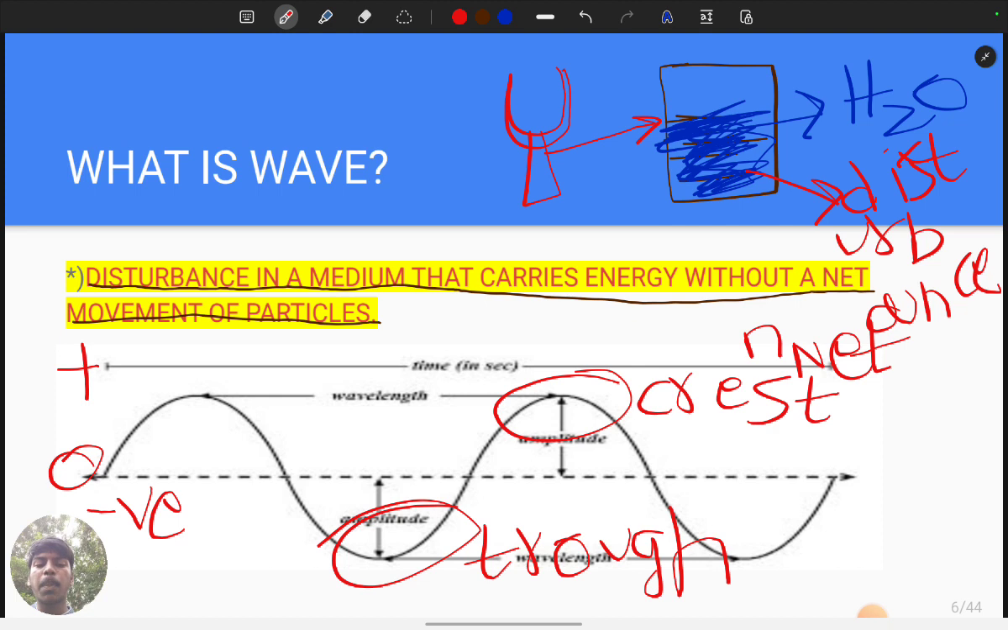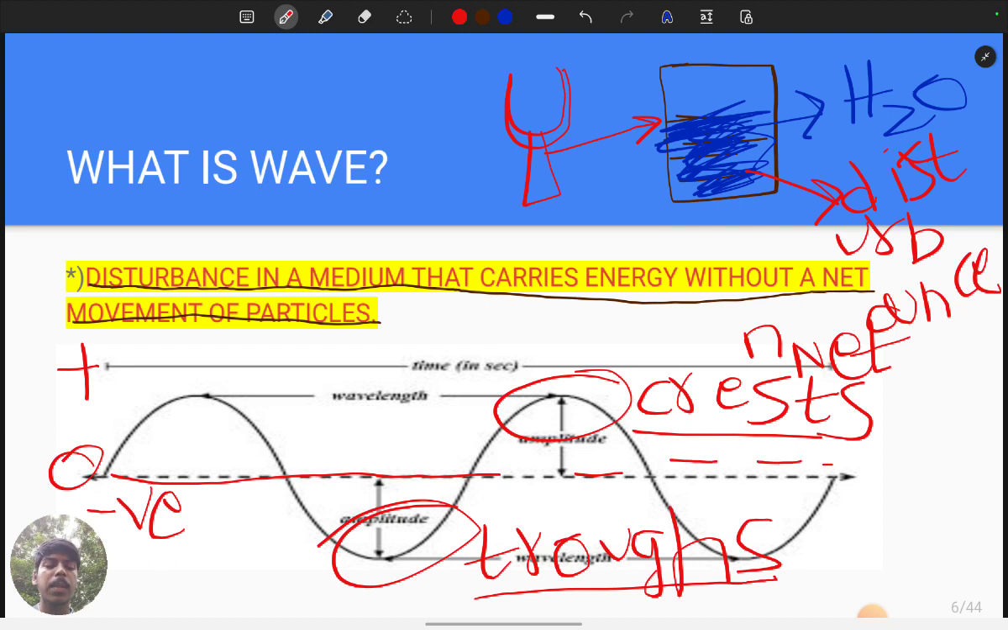So a wave is composed of a number of crests and a number of troughs. And here this dotted line indicates the mean position. So let's move on to the next slide.